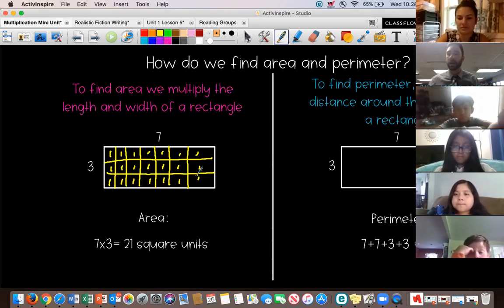Let's see. Corbin, can you read the part in blue about perimeter, please?